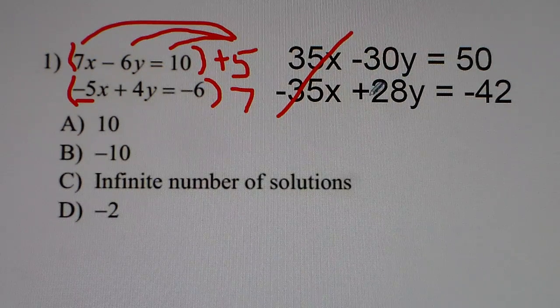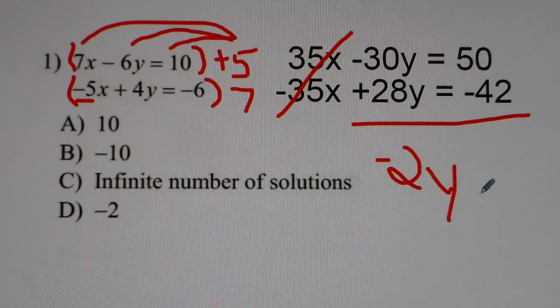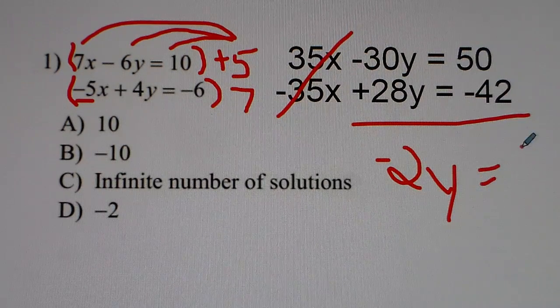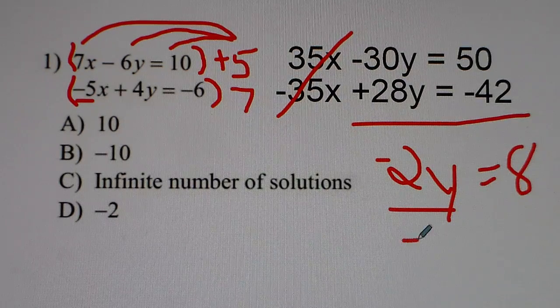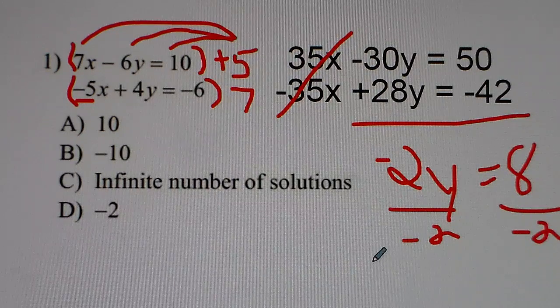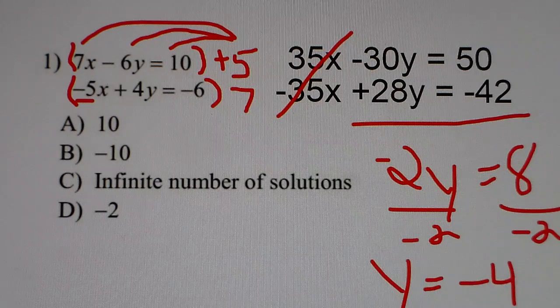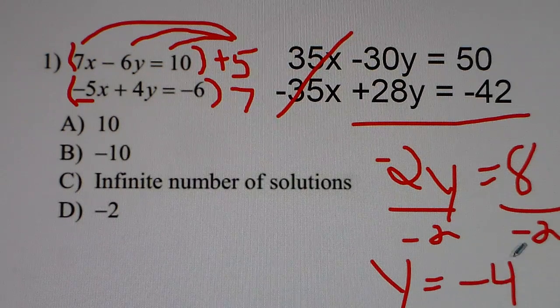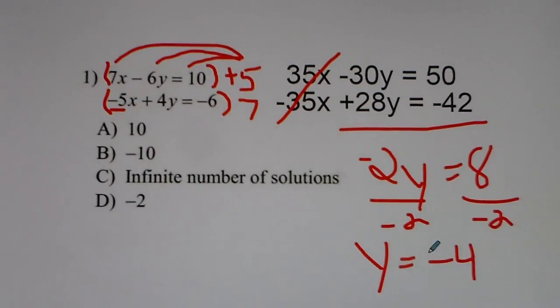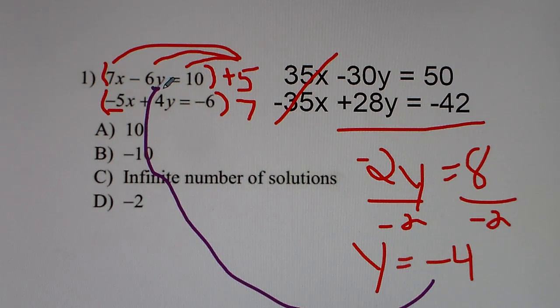Negative 30y plus 28y will get us negative 2y. 50 minus 42 will get us 8. We divide by negative 2 and we get y equals negative 4. Once we solve for y, we're going to put that negative 4 in for y, so we put this negative 4 in for the y in the equation up top.